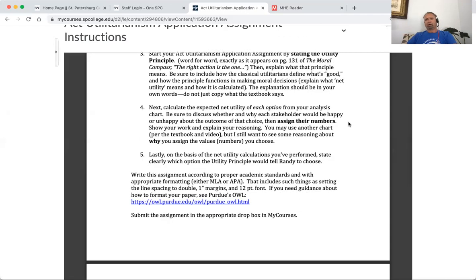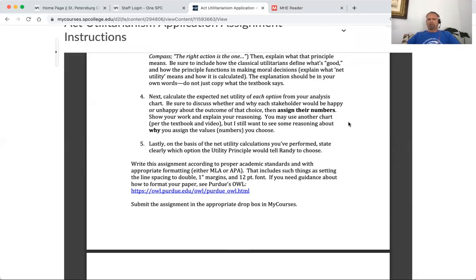Then I want you to go on to calculate the net utility of each of the options from your analysis chart, right? So in your identification and analysis assignment, you came up with at least 4 options and at least 5 stakeholders who are going to be affected in the case study that you discussed, right? So here, in using the utility principle, you need to calculate the net utility of each of those options. So you'll recall that that means figuring out who's going to be happy and who's going to be unhappy, and then doing a little bit of math, right?